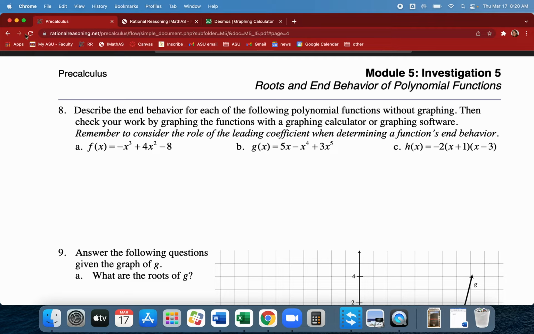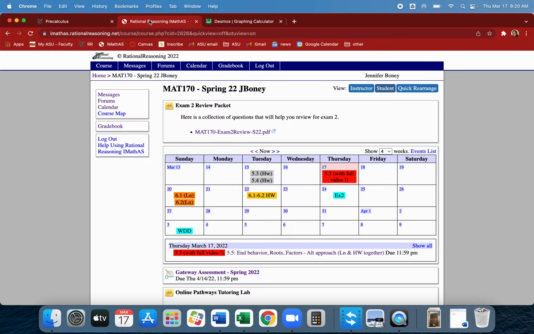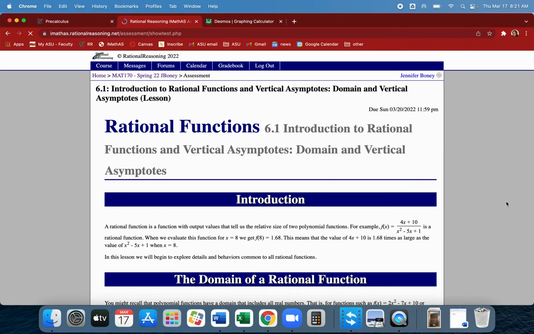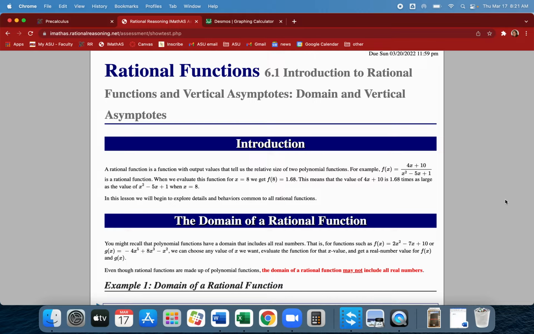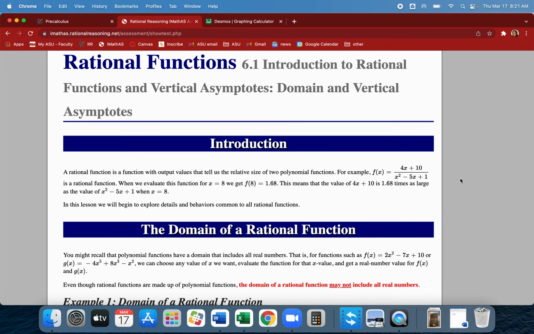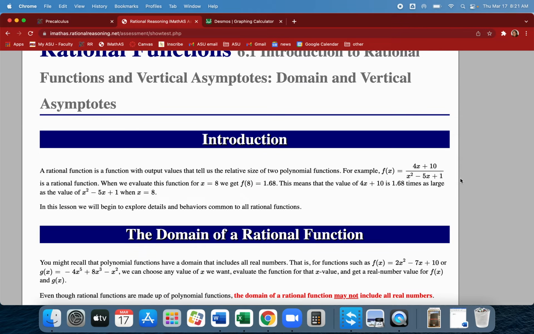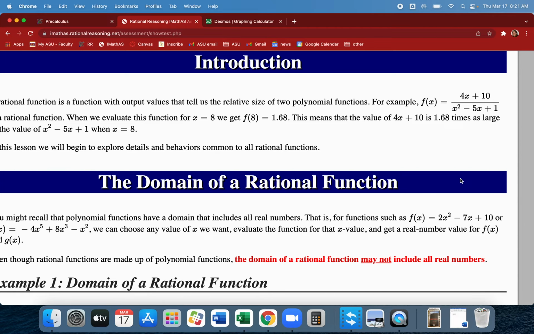Let me go back to here. Actually, open up a lesson on this one. The 6.1 lesson is something that you're going to have due by Sunday, but it has a little introductory paragraph in this. So rational functions, 6.1, there we go. It's just about how to look at them. They look messy because they're fractions, but here, I want to zoom in properly.